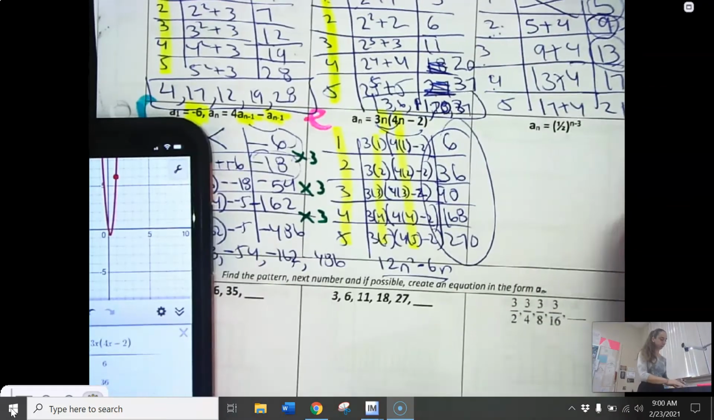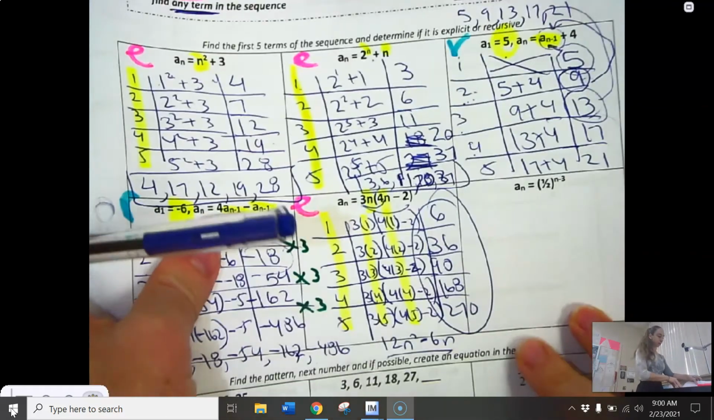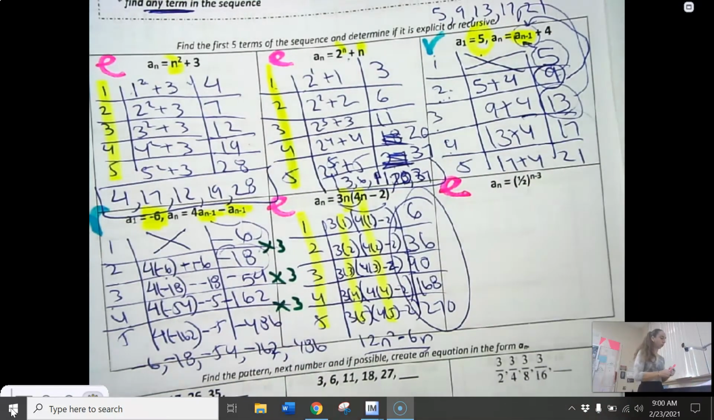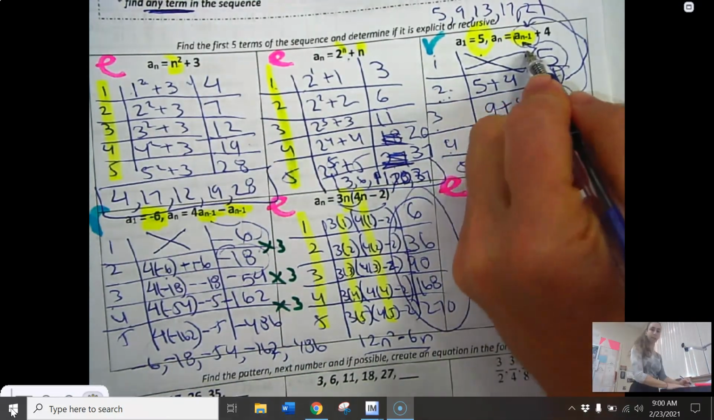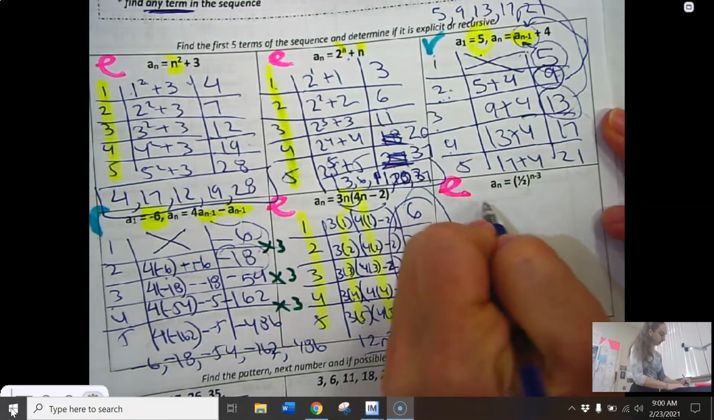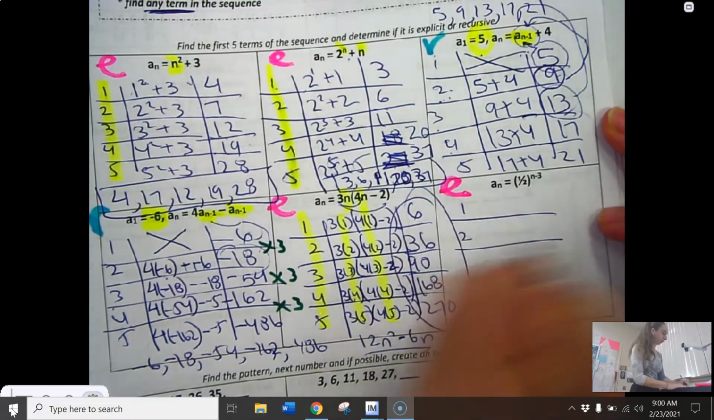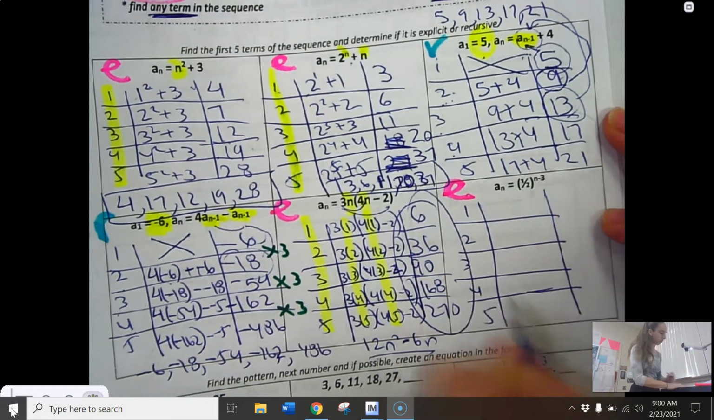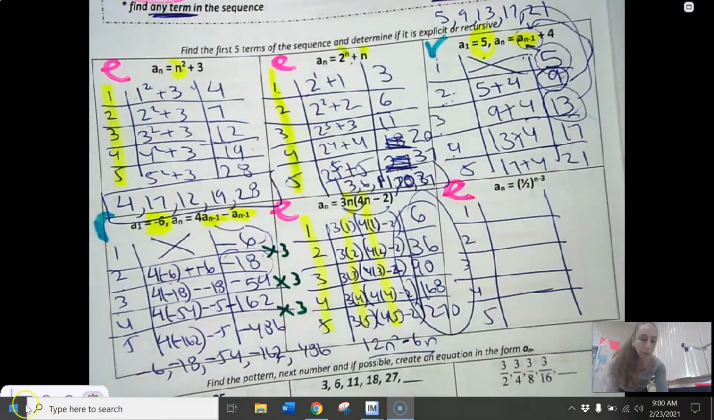Okay, let's do the last one. Is this recursive or explicit? It's an explicit equation. The only way it's recursive is if you see a sub n minus 1, not a to the power. If it's to a power, then it is a function and you can figure it out. I'm going to plug it in and we'll get started.